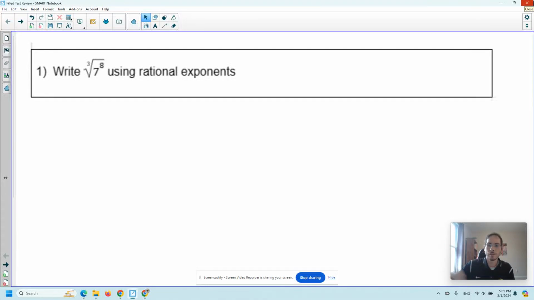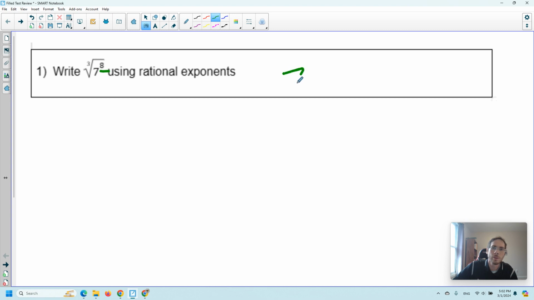All right, so this is the Unit 6 test. For number one, write the cube root of 7 to the 8th power using rational exponents. Remember, the number here is going to stay as the numerator in our new exponent, so we're going to put 8 on top. The number inside the index is going to become the denominator. And I guess I should do a different color for 7, but the base stays as the base. So we just write that, and then we're all set.